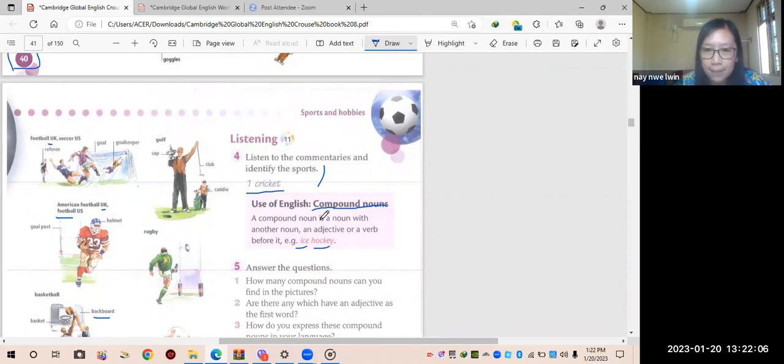So it says that there are different kinds of compound nouns. So that can be between a noun and another noun. So noun plus noun, right? There is noun plus noun compound noun. So tell me examples of the noun plus noun compound noun.